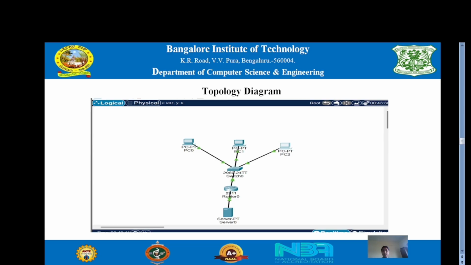Now let's start with the topology diagram. The diagram shows the complete network: all three PCs are connected to the switch, the switch is connected to the router, and the router connects to the server. During normal operation, every PC can communicate with the server. During the attack, PC1 and PC2 continuously send ping requests. Later, ACL blocks these attacker systems.